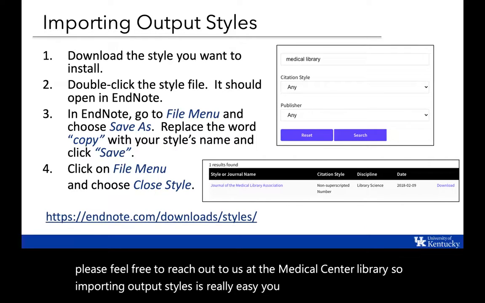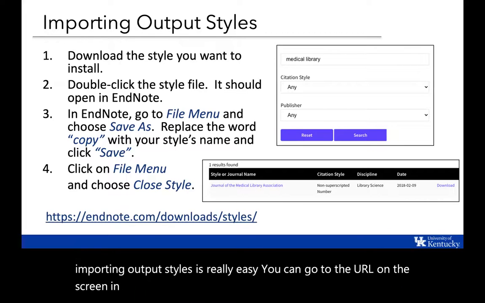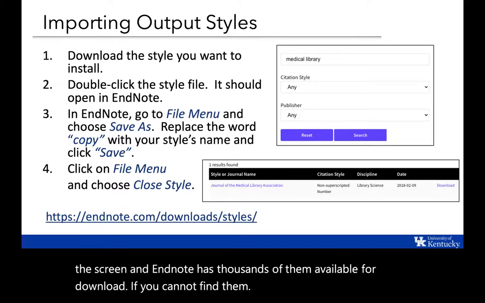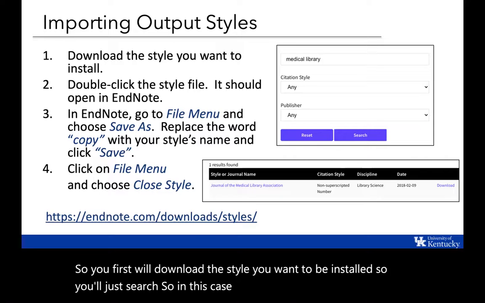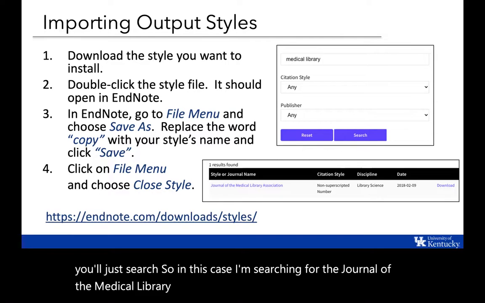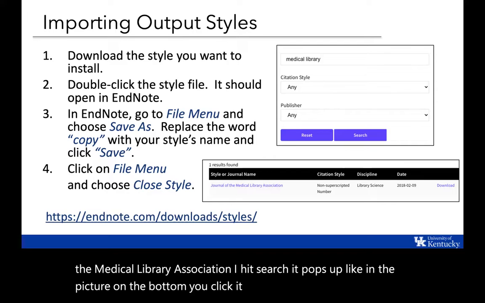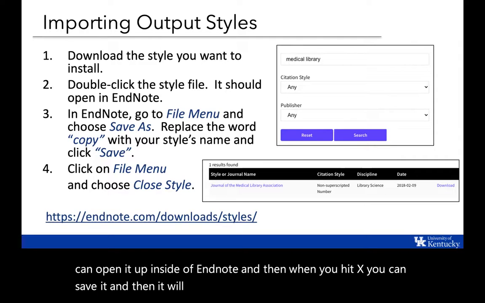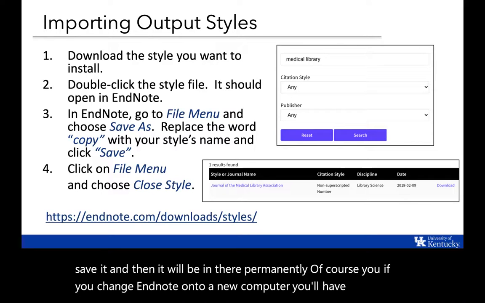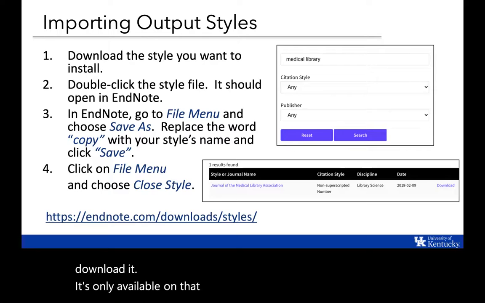So importing output styles is really easy. You can go to the URL on the screen. EndNote has thousands of them available for download if you cannot find them. You first will download the style you want to be installed. So you'll just search. In this case, I'm searching for the Journal of the Medical Library Association. I hit search, it pops up like in the picture on the bottom. You click it, you download it, and then you can open it up inside of EndNote. And then when you hit X, you can save it, and then it will be in there permanently. Of course, if you change EndNote onto a new computer, you'll have to re-download it. It's only available on that device, but it's super easy to do.